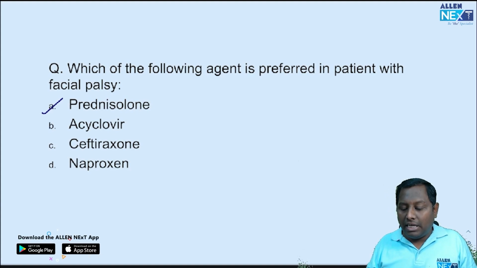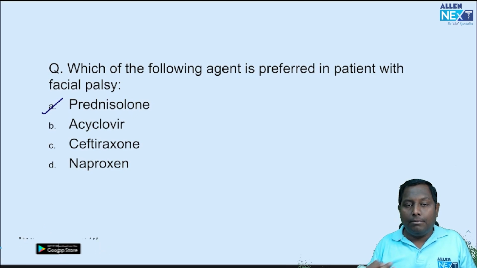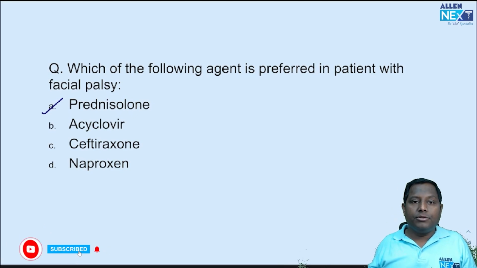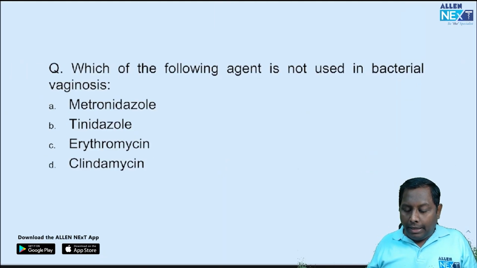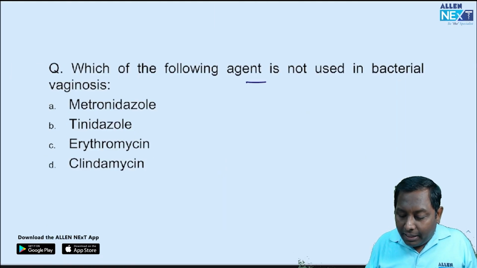है ना, जिसको Ramsay Hunt syndrome बोलते हैं. But here अगर facial palsy सिर्फ दे रहा है या some nerve inflammation is ongoing, we'll be using anti-inflammatory agent steroid like prednisolone. Okay. Next, which of the following agent is not used in the bacterial vaginosis?